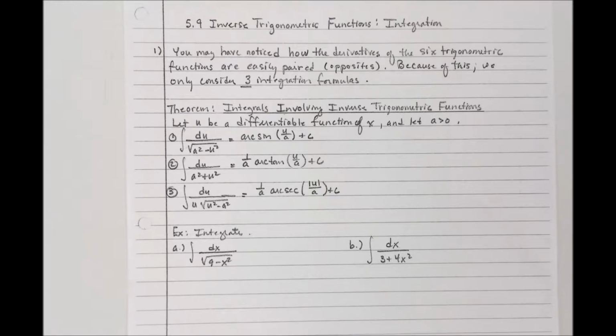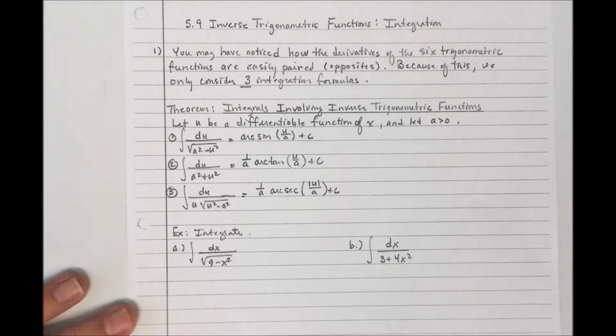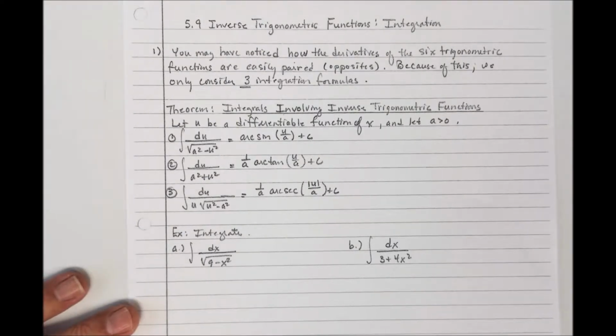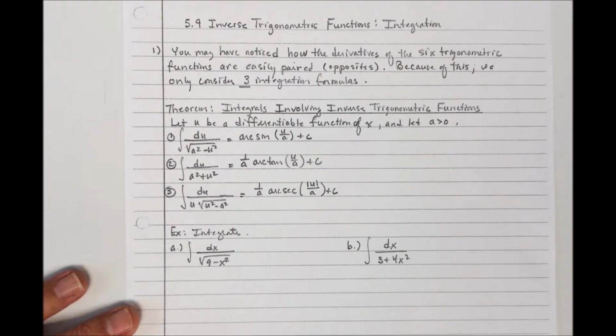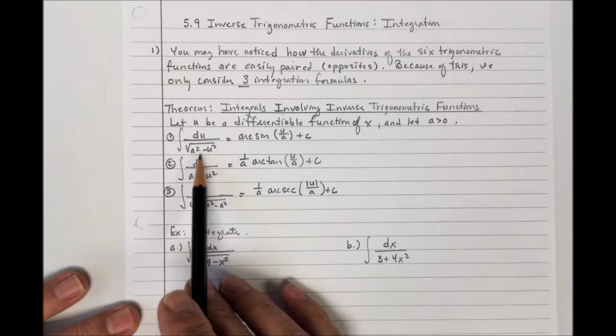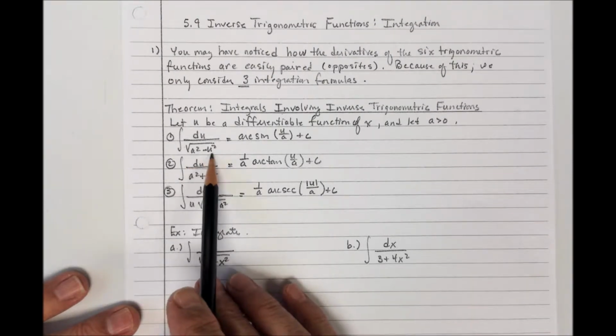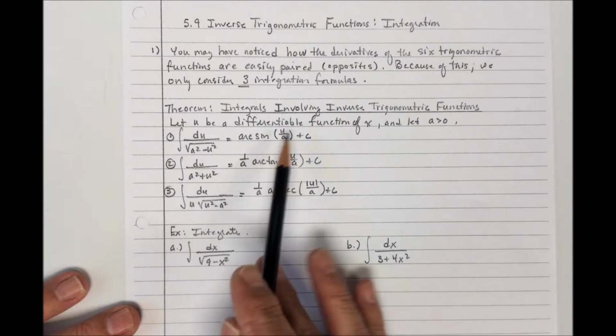So the theorem, integrals involving inverse trig functions: let u be a differentiable function of x, and let a be greater than 0. Okay, because we'd like to think of it in those terms. We don't have to worry about an opposite sign and changing our quadrants and stuff like that. So we say that the integral of du all over the square root of a squared minus u squared is equal to the arc sine of u over a plus c.